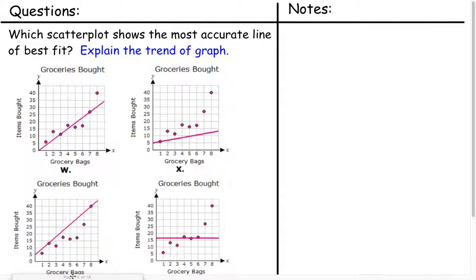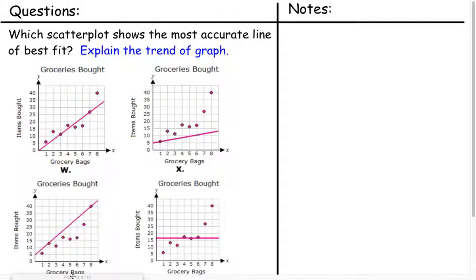And it says, which scatter plot shows the most accurate line of best fit, and then explain the trend of the graph. So remember, a line of best fit is a line that kind of goes through the middle of the data points that shows which way the trend is going. So which way is the data headed? Now remember that a line of best fit has to be exactly that, a line, and you do not connect the dots. So the dots are not connected. You're drawing a line that goes in the direction the data is headed.